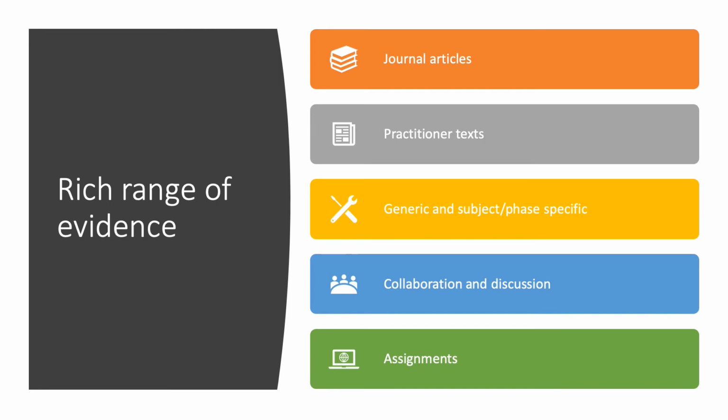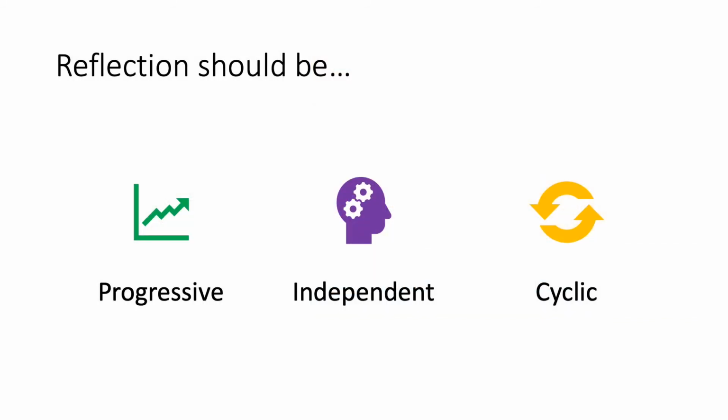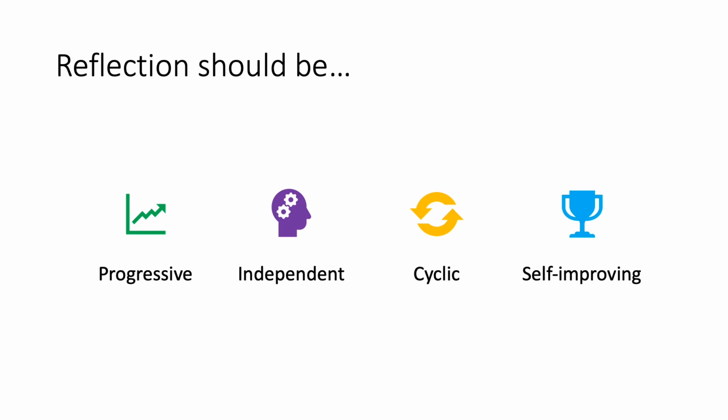But what we're looking for here is that there's multiple sources, there's a rich range of evidence, and that the student is taking a progressive, independent and cyclic approach to this reflection, in which they don't see the job as being done when they've reflected once, but that they continually feed in more and more information. They sit down and they do the thinking to make this new information impact on their practice, and they're becoming self-improving and increasingly independent. Agreed.